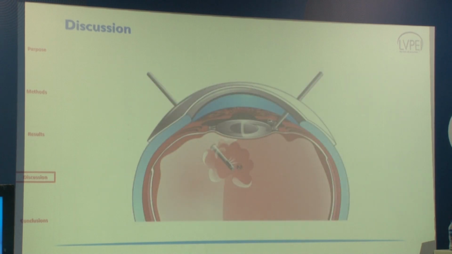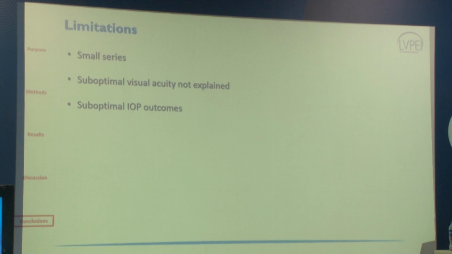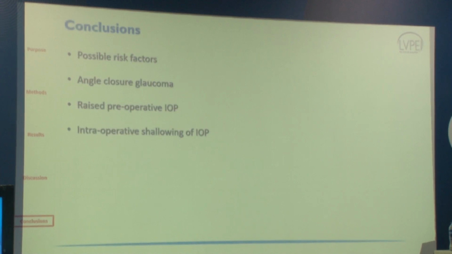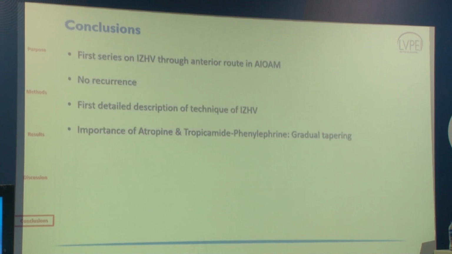We anterior segment surgeons and glaucoma surgeons have to take control in our hand and get the capability of performing a safe and effective IZHV through the anterior chamber. The limitation is that it is a small series for a rare thing, suboptimal visual acuity we cannot explain, and a lot of medications were required. Angle closure glaucoma and raised intraocular pressure seem to be risk factors.